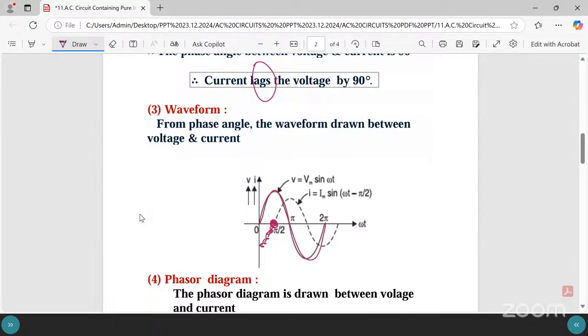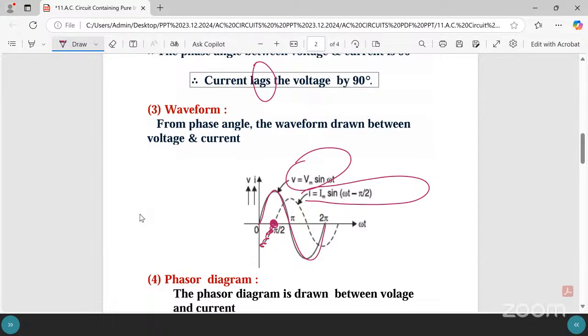Voltage, current. What is the current equation? I is equal to Im sin omega t minus pi by 2. What is the voltage equation? V is equal to Vm sin omega t. First voltage will start, and after a 90 degrees gap, current will start. This is called the waveform. This is called the third result.